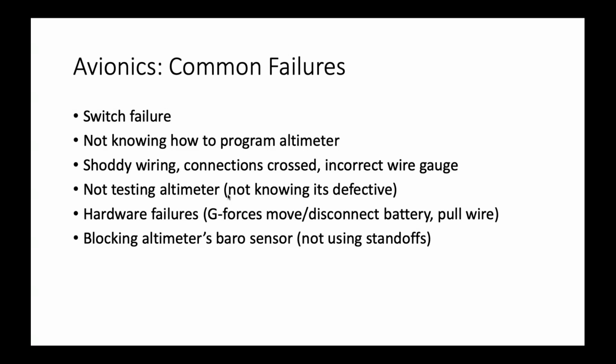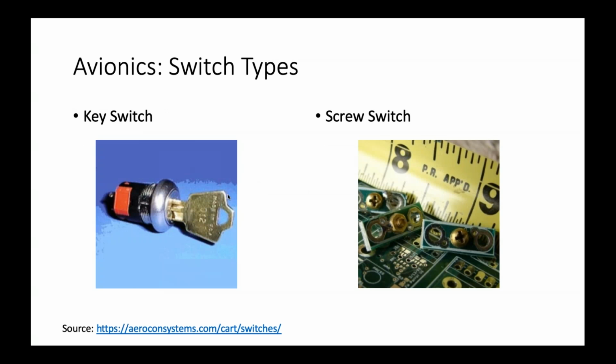So I'm going to go through some switch types, and then I'll open up for brief questions, and then we'll go on to RockSim and OpenRocket. I just picked out some switch types that I've seen some teams use. Key switches actually have a physical key that goes into it, and you mount it to the outside of your rocket. It's a physical key that you remove.